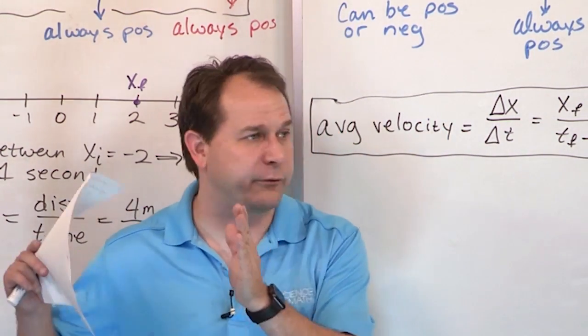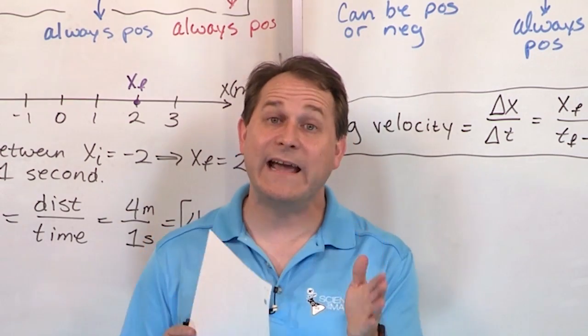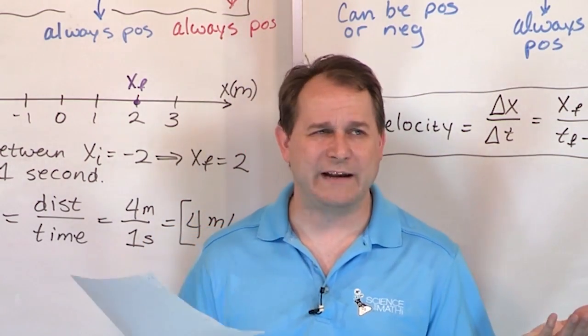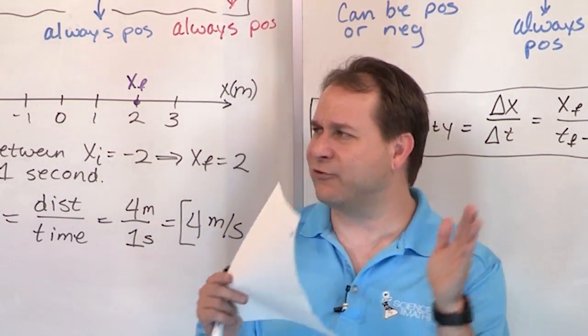If you get a positive answer, it means you're moving to the right. If you get a negative velocity, it doesn't mean you're going to another dimension or something crazy. If you get a negative velocity, it just means you're going the other way.